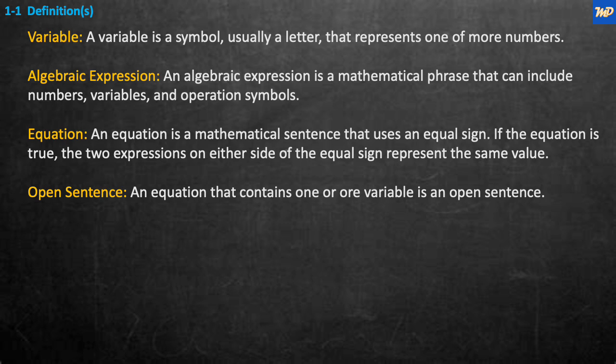Okay, so let's start off by reading and discussing some definitions here. A variable. What is a variable? A variable is a symbol, usually a letter, that represents one or more numbers. An algebraic expression is a mathematical phrase that can include numbers, variables, and operation symbols. An equation is a mathematical sentence that uses an equal sign. If the equation is true, the two expressions on either side of the equal sign represent the same value. Open sentence. An equation that contains one or more variables is an open sentence.